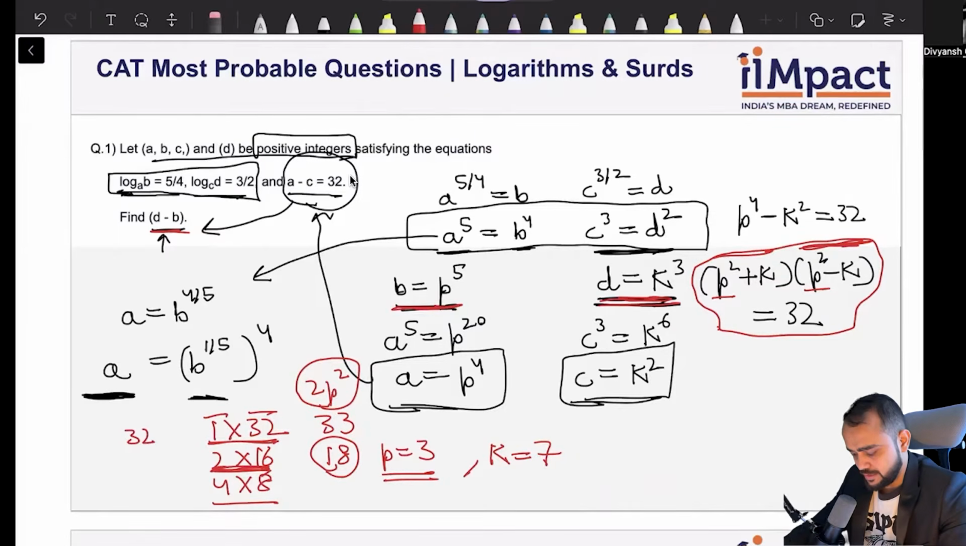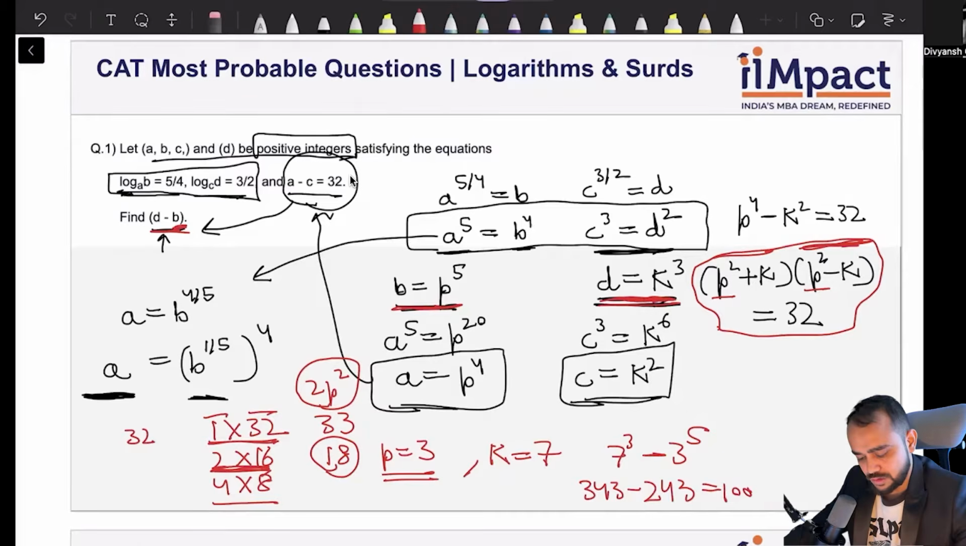So I now just have to find the differences. I have to find d minus b. D is k cube, which is 7 cube, minus b. B is given to me as 3 to the power 5. So this is going to be 343 minus 243, which is going to be 100. So the answer for this question is 100. This is a standard approach which should be internalized.